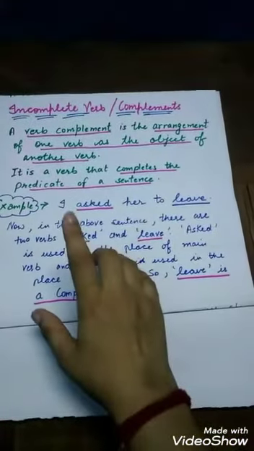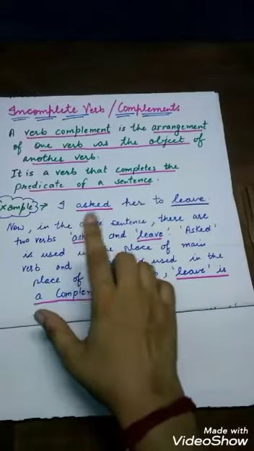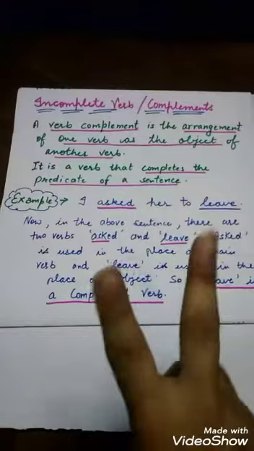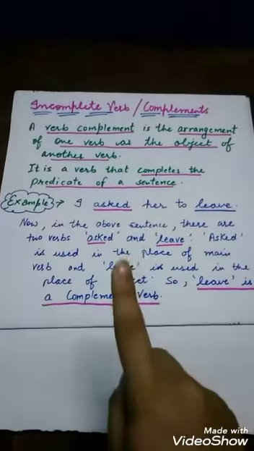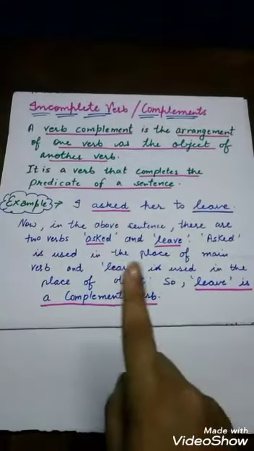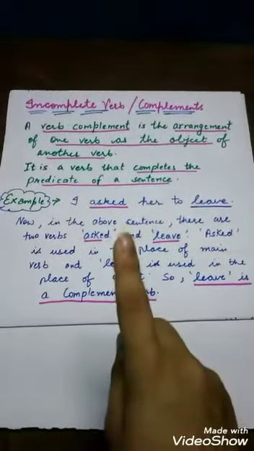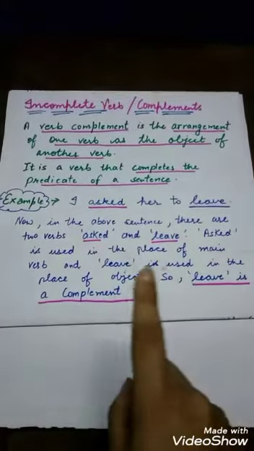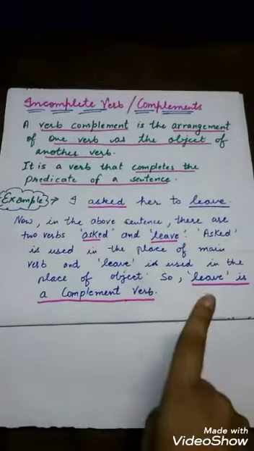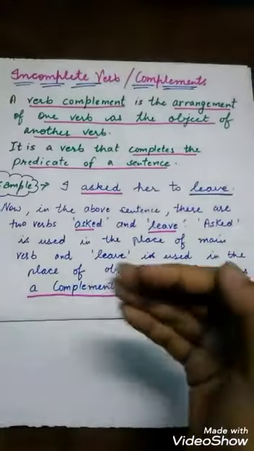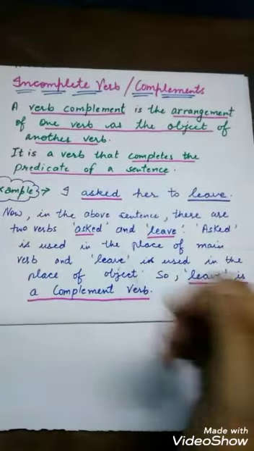Now read out this example. I asked her to leave. Now in the above sentence there are two verbs, asked and leave. Asked is used in the place of main verb and leave is used in the place of object. So leave is a complement verb that is used to complete the predicate of the sentence.